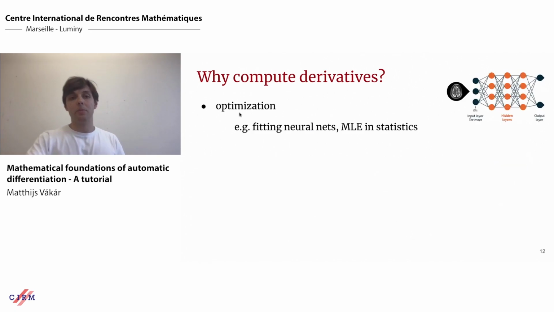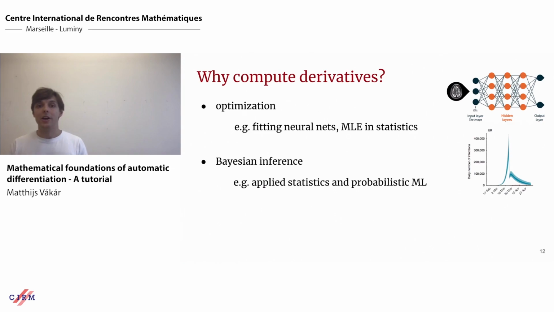So we've seen that optimization shows up in machine learning contexts where we're fitting neural networks, for example, but it also shows up in statistics if we want to do maximum likelihood estimation, and in many more contexts. Solving Markov integration problems shows up in Bayesian inference, of course. So in applied statistics and probabilistic machine learning.